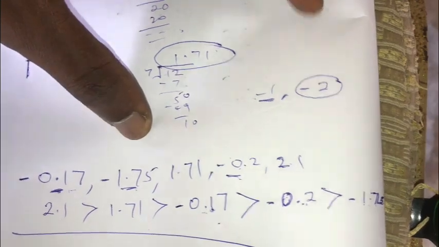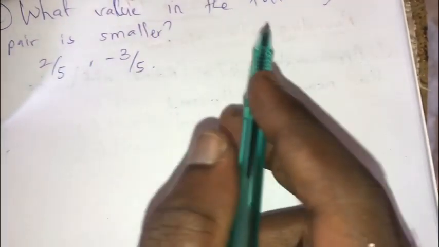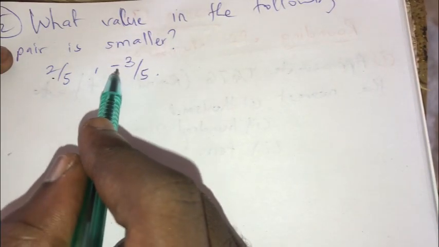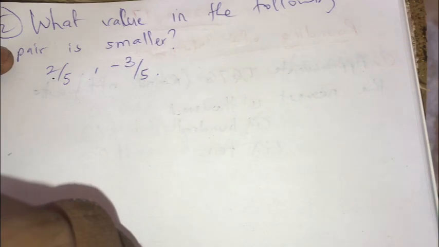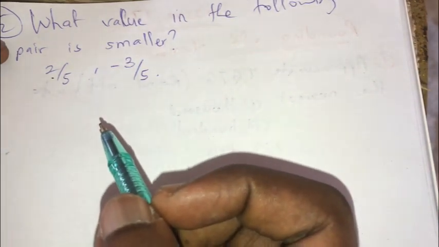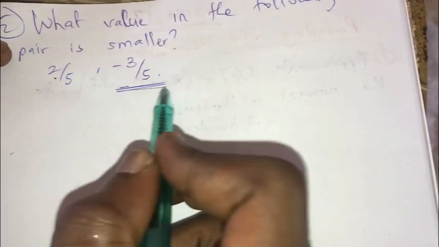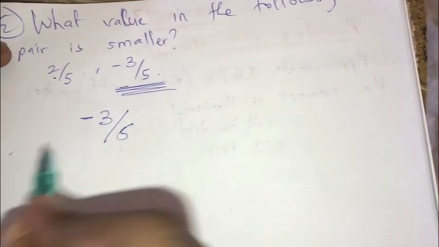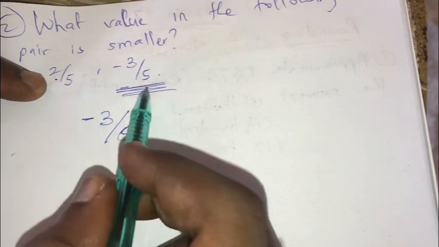Now let's look at our last question. What value in the following pair is smaller? So we have 2/5 and we have negative 3/5. Which one is smaller? This one you don't even have to think about. It is the negative one, so that's negative 3/5. Why? The positive is bigger than the negative.